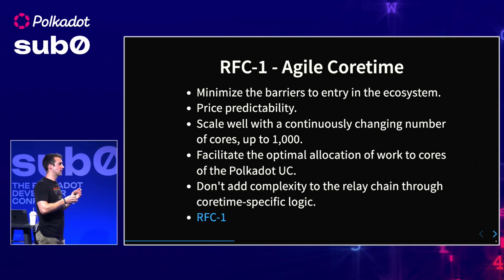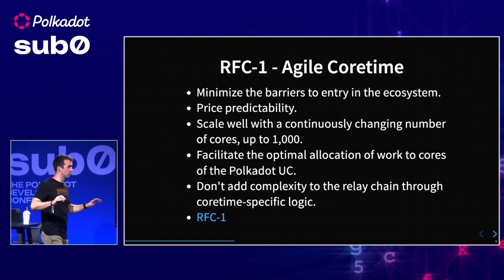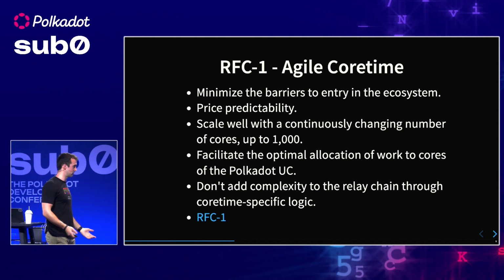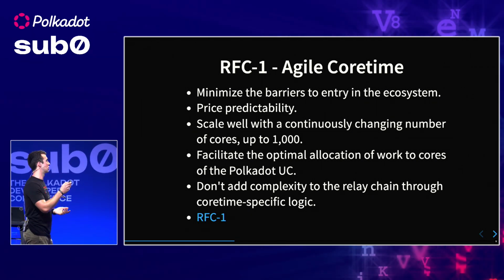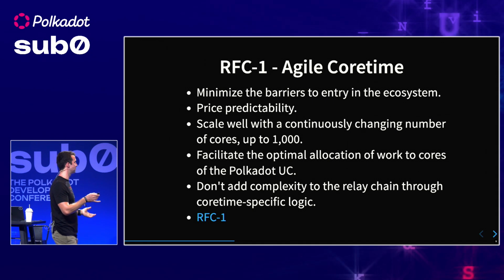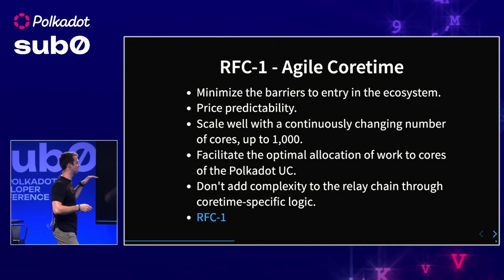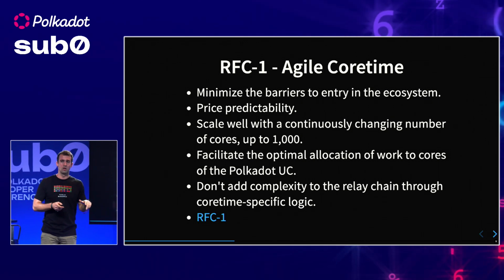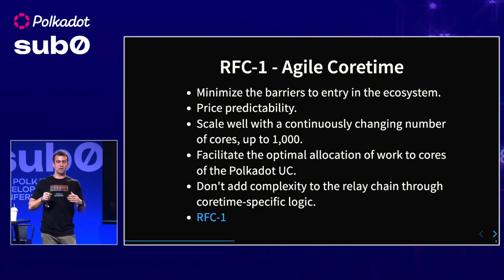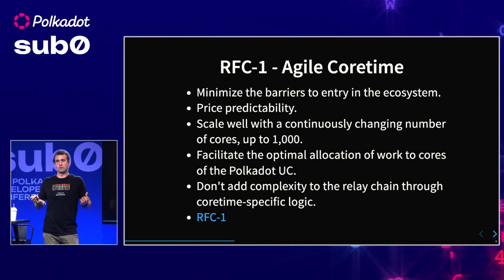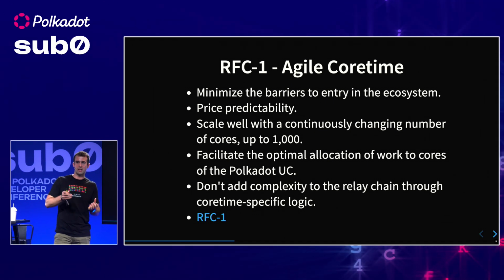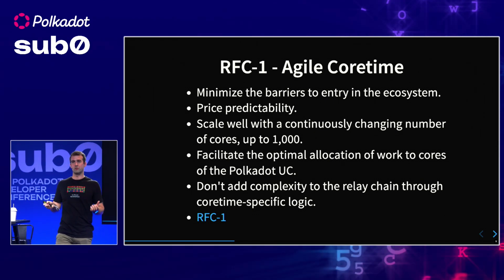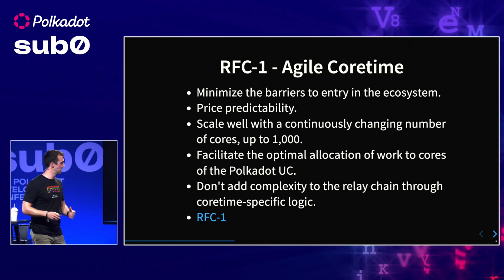So RFC 1, going into the broad strokes, this is my summary, a boiled down version of it, which leaves a few details out, but I think gives a good high-level overview. We want to minimize the barriers to entry in the ecosystem for the reasons I've just described. The price predictability, no surprises here. So a definition we haven't seen so far is that it should scale well with a continuously changing number of cores up to 1,000. So we shouldn't assume any steady state capabilities of the system, it's a distributed system. The system should be able to change.